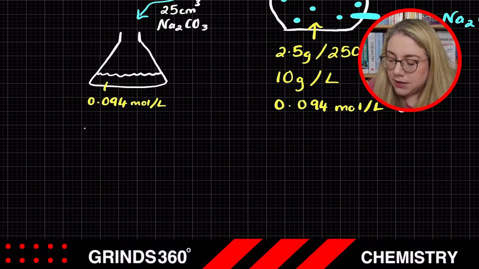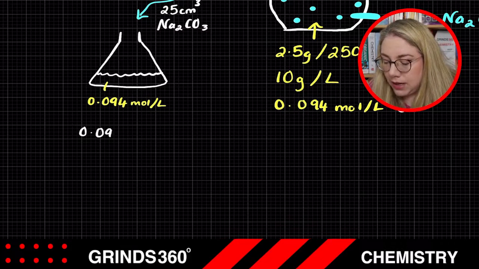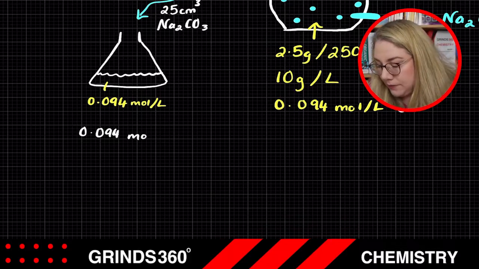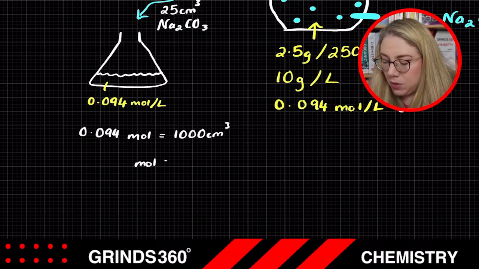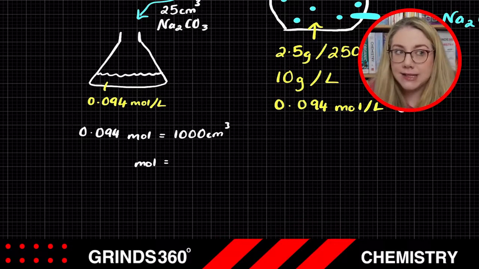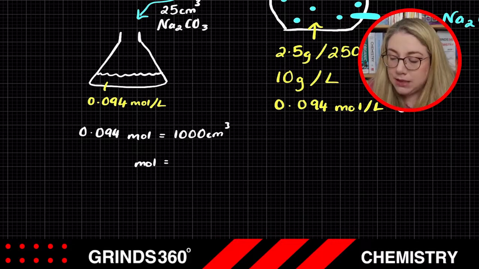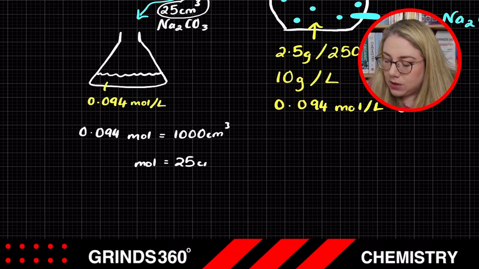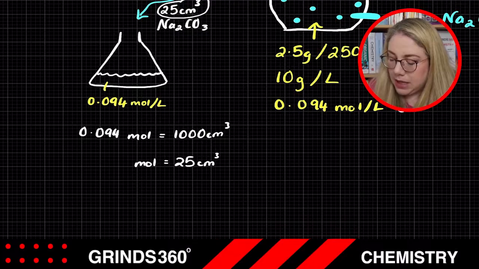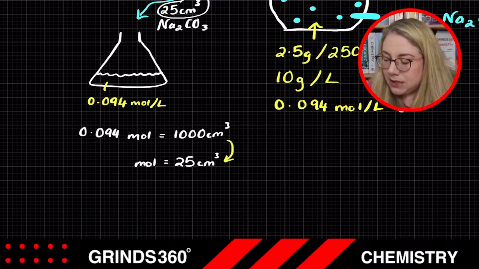So you start with your concentration of 0.094 moles per litre. That's how many moles are in a litre. I want how many moles we put into that conical flask. What volume did we put in the conical flask? We put 25 centimetres cubed. So I want how many moles are in 25 centimetres cubed. To get from 1,000 down to 25, you divide by 40.